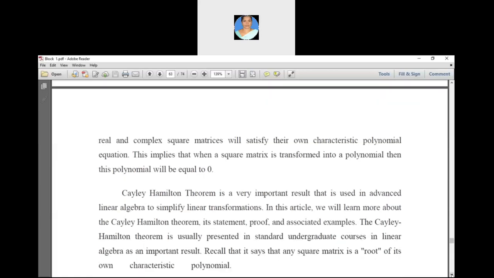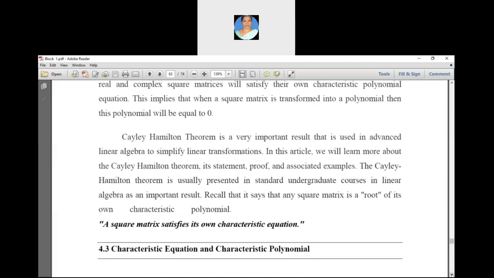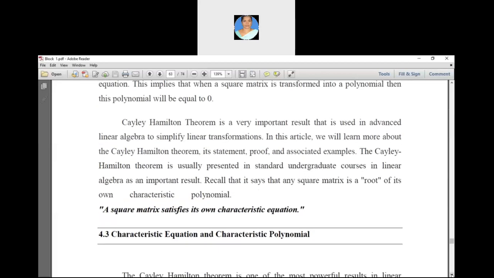So the Cayley-Hamilton theorem is a very important result that is used in advanced linear algebra to simplify linear transformations. In this article, we will learn more about the Cayley-Hamilton theorem, its statement, proofs and associated examples. It is usually presented in standard undergraduate courses in linear algebra as an important result. Recall that it says that any square matrix is a root of its own characteristic equation. That is, a square matrix satisfies its own characteristic equation.